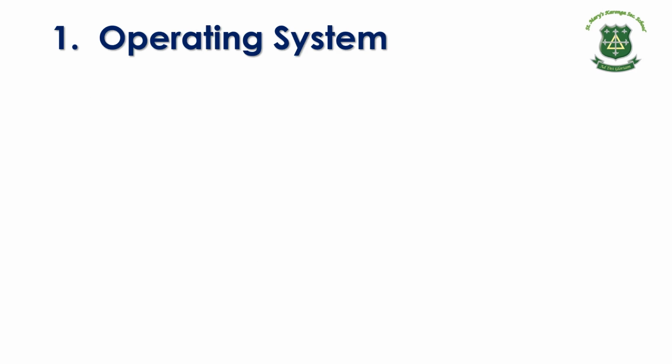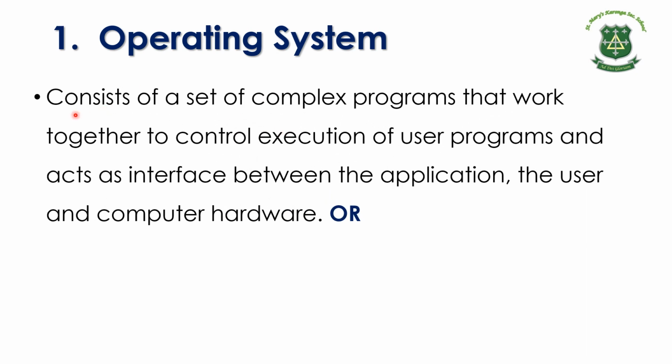To begin with, we are starting with the operating system. Remember, the system software has so many types. One of them is the operating system. The operating system consists of a set of complex programs that work together to control execution of user programs and acts as an interface between the application, the user, and computer hardware.